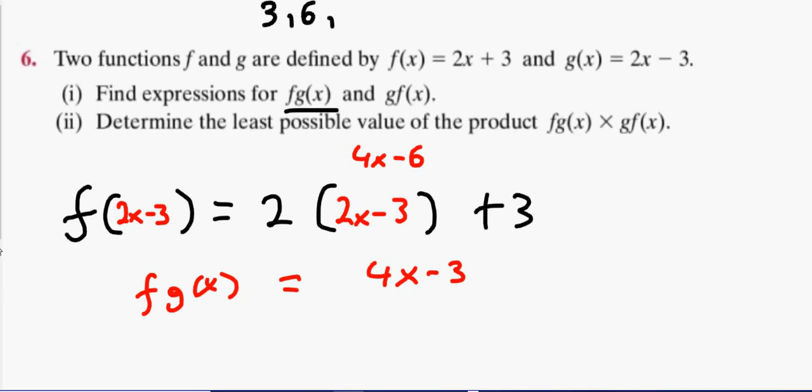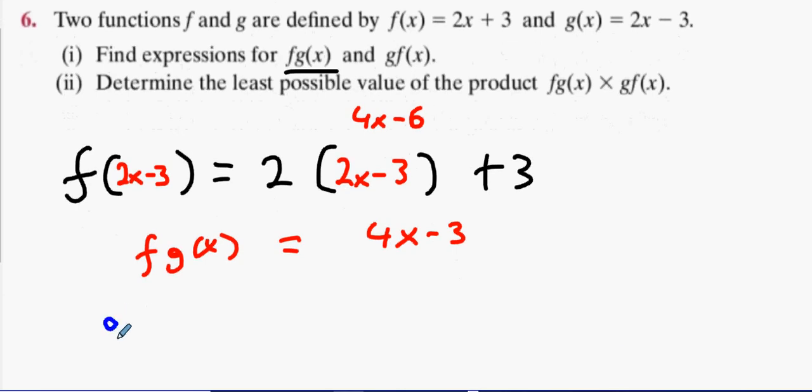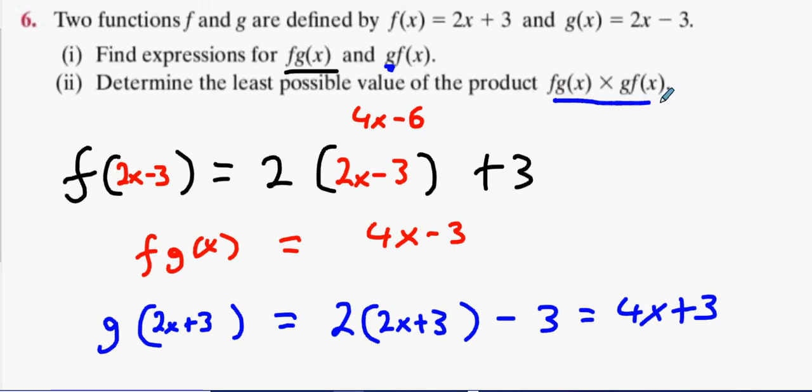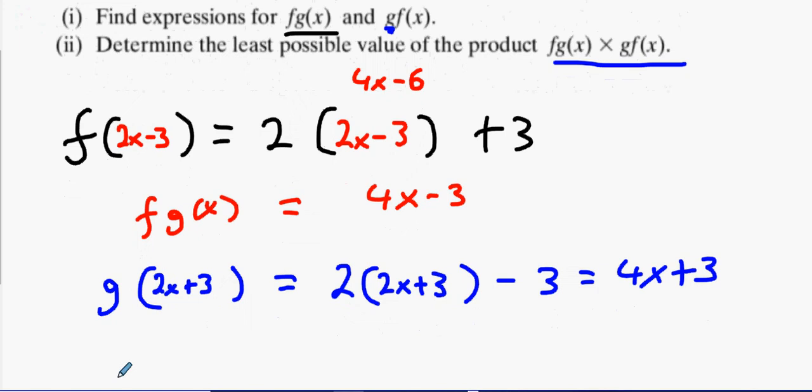The other one is g f of x, which means it's the g function using f of x as an input. So the outer function is g, which means the input is f of x, which is 2x plus 3. So 2 times 2x plus 3, minus 3. And that's going to be 4x plus 3, is that correct? Good so far? Alright.